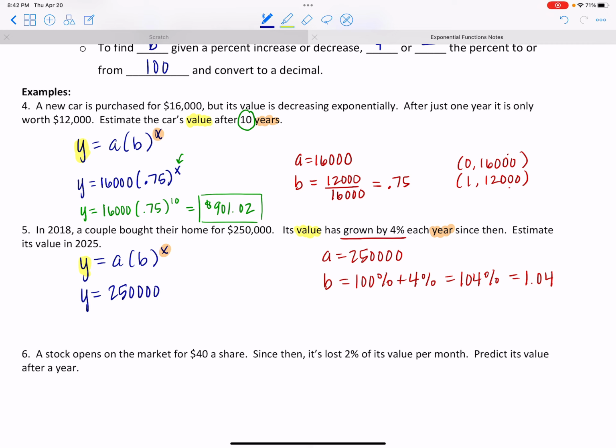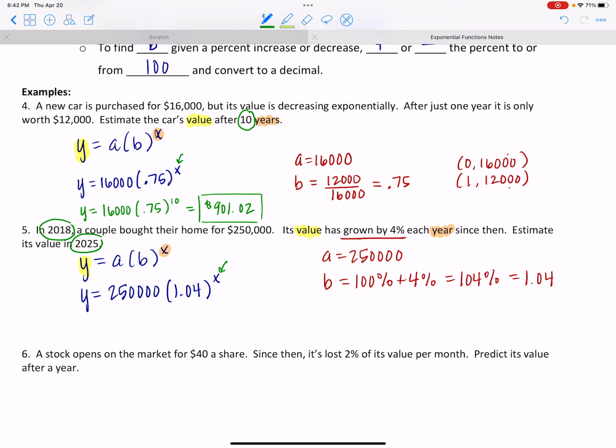250,000 times 1.04 raised to the x power. And again, a base bigger than 1 should make sense. This thing is growing in value. Now we can go to the question, which says to estimate the value in 2025. Well, that would be 7 years after they bought their house. So I'm going to input a 7 in for x.